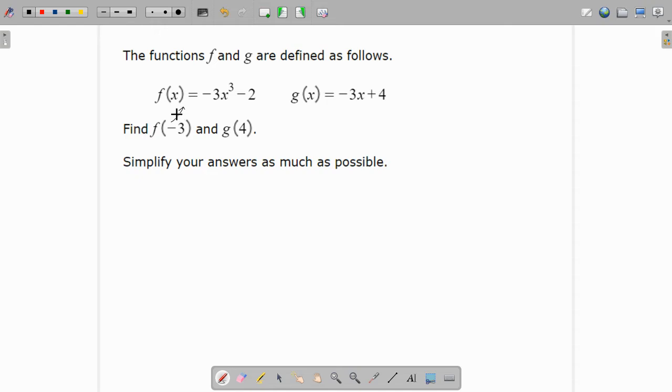So look, this goes with this because that's the f and f. This goes with that. So part A, we're going to get -3 times -3 cubed minus 2. So -3 cubed is -27 times -3 is 81. 81 minus 2, 79. So you should get 79.